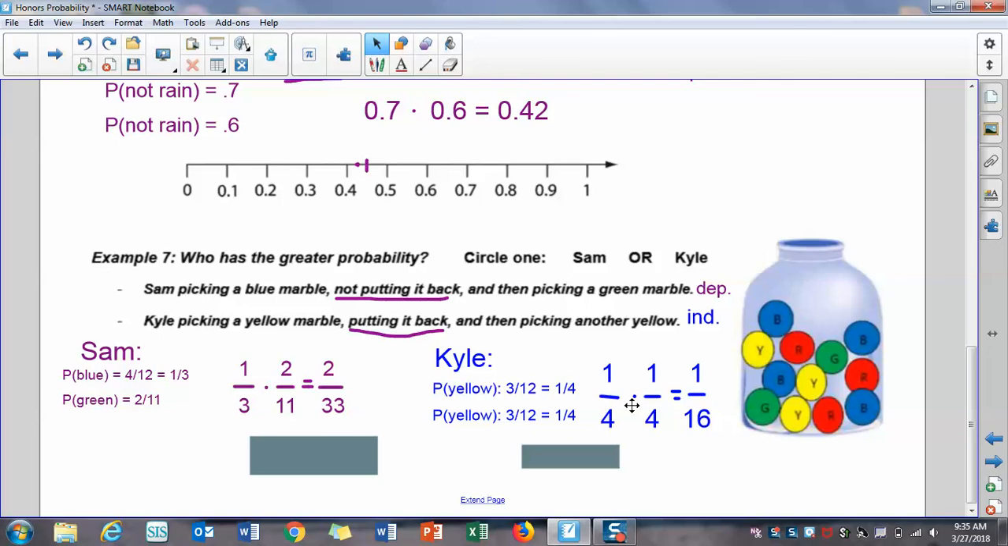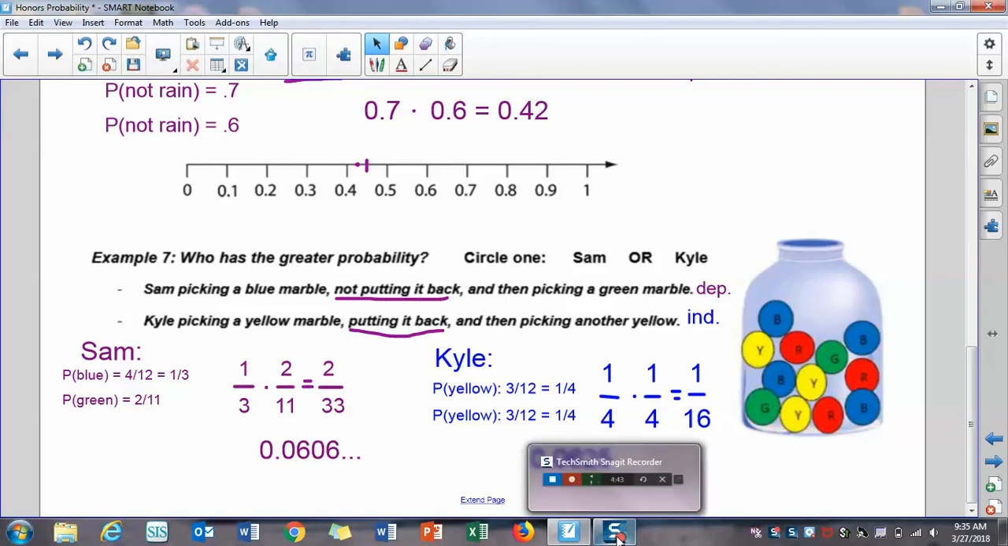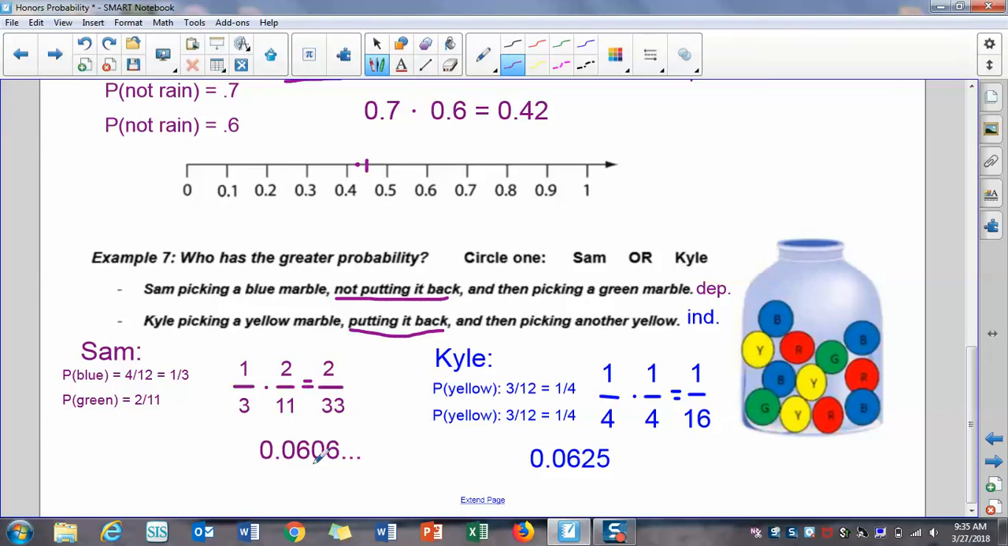So I can change both of these to decimals. So I have 0.06 repeating, and then 0.0625. If we look carefully here at place value, we can see that we have a 0 here in the thousandths place and a 2. 2 is greater than 0. So our answer here is Kyle has a greater probability. And so again, we looked at each situation separately, figured out their own probabilities, and then compared our final answers.